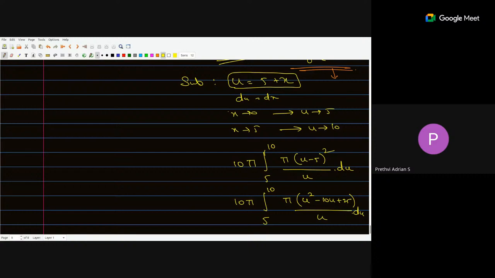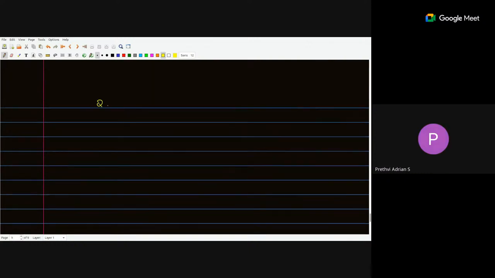Sir, in week 8, lecture 5, in that integration by substitution, for example, if we take a function 2x e to the power x square, first we are considering x square as u. After that, if we differentiate, we will get 2x dx, which is equal to du. Okay, now we are trying to integrate this, is it?